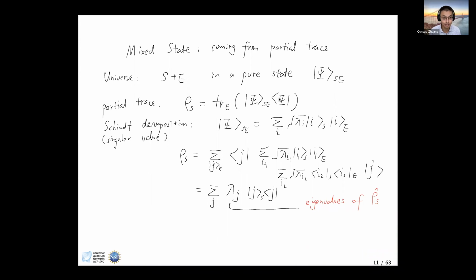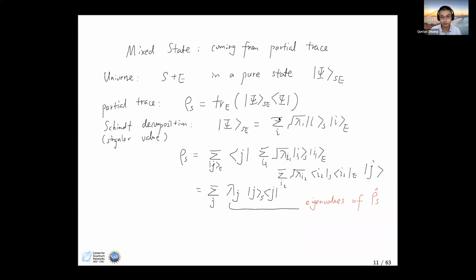Let's take the universe S plus E in a pure state, psi SE here. What do we mean by partial trace? We are not looking at the whole system S plus E in this pure state, but we are looking at the partial system S only. Then we want to describe the state of this system, and in this case it will be described by a density matrix. This trace process, in the matrix representation, can be done by just summing over all the bases in the E system.